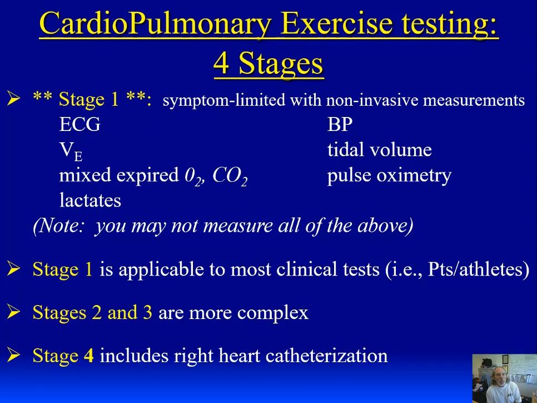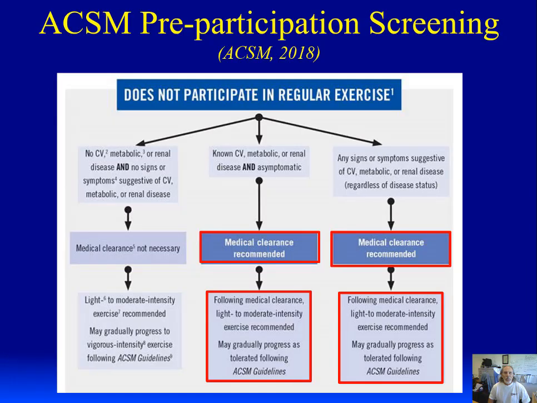So what are the different stages for exercise testing? Stage 1, and really that's what you'll do, is where it's symptom limited, with non-invasive measurements: ECG, blood pressure, ventilation. We're not going to do expired oxygen and CO2. You will do pulse oximetry, etc. Most clinical tests that you'll do, whether it's patients or athletes, are a stage 1 test. Stage 2 and 3 are more complex. Stage 4 is highly invasive, and that's basically right heart catheterization.